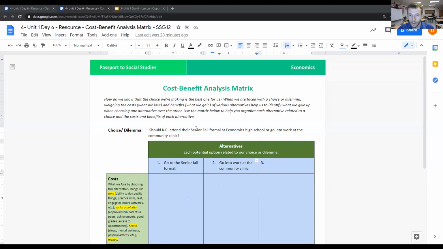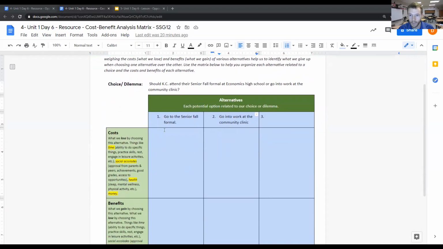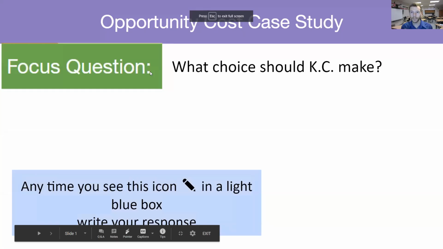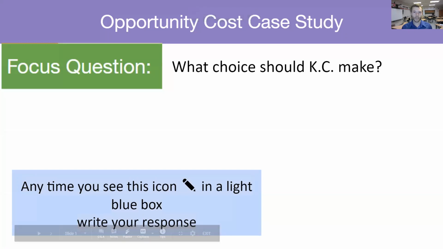So if you remember in part 1 of this two-part series, we looked at the two possible options that Casey has in this scenario, and we looked at the costs and benefits in terms of 4 factors: time, social accolades, health, and money, depending on the decision that Casey makes. What we're going to look at today is the Google slide presentation for this opportunity cost case study and really thinking about what choice Casey should make and how it will affect them.